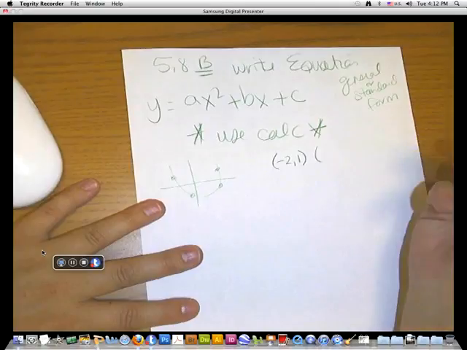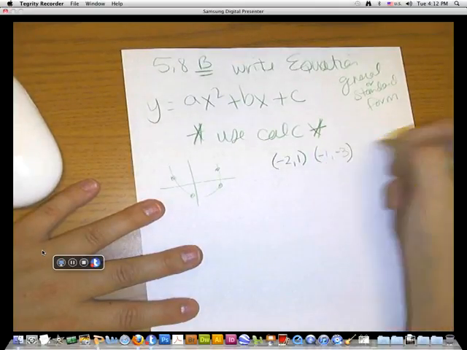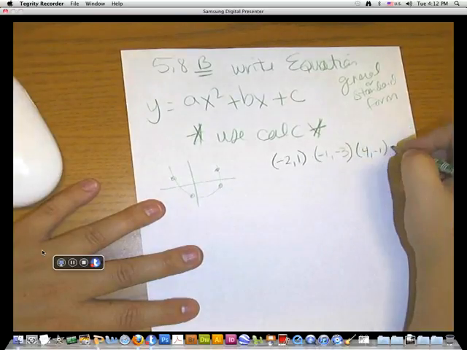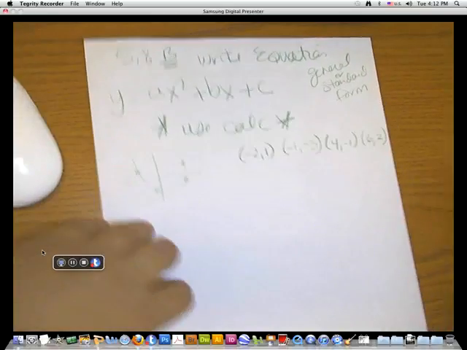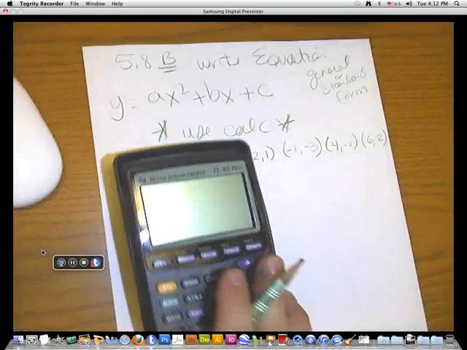So let's go -2, 1, let's go -1, -3, 4, -1, and let's go 6, 2. All right, so let's say those are our data points.